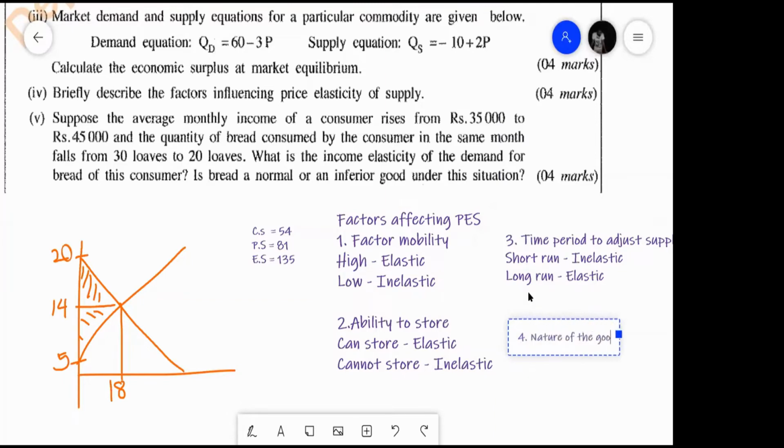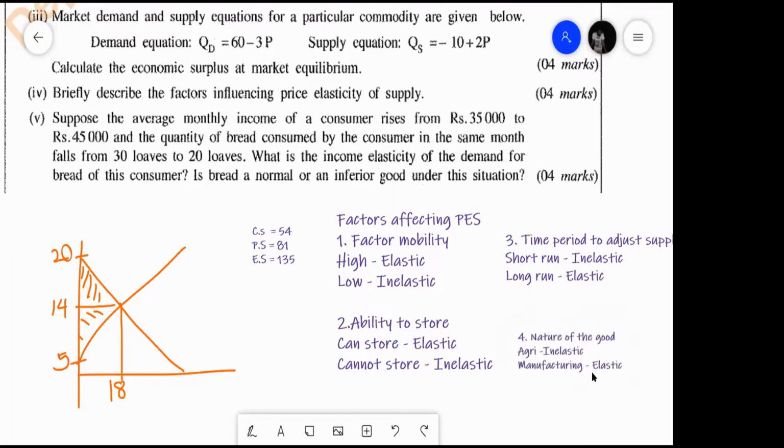Nature of the good. If the good is, let's say, an agricultural good, then you can't really increase supply, so it becomes inelastic. If the good is, let's say, a manufacturing good, then you can easily increase the supply. So if it is manufacturing, then it is elastic. What about marginal cost?